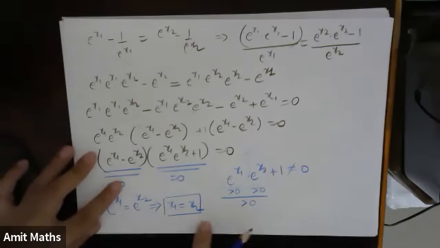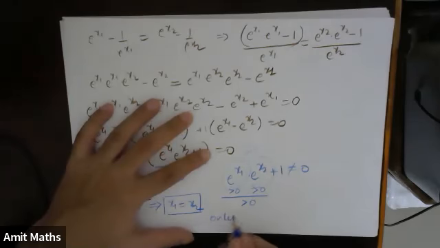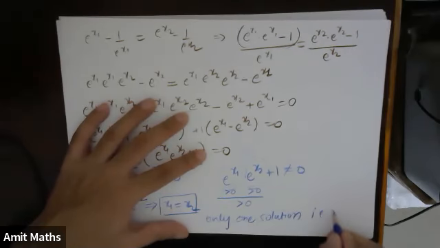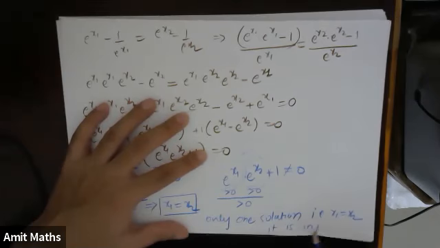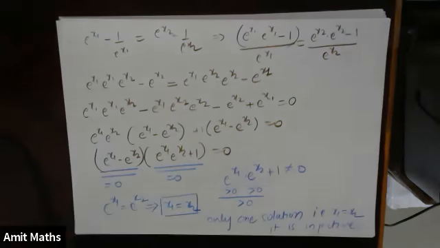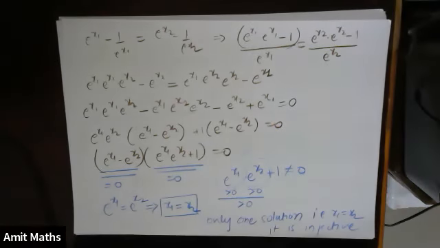If we are getting only one solution, that is x1 equals x2, that means it is injective. Has everybody understood? If we have got e^x1 and e^x2 equal, that means it is injective. Fine. This is the first part, where we have got the injective nature of the function.